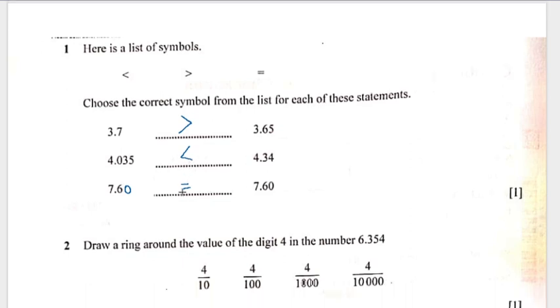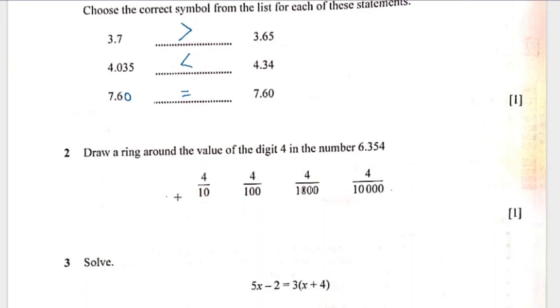Okay students, now number 2, draw a ring around the value of the digit 4 in the number 6.354. You know that this 4 here is at the thousandth place, right? So therefore the denominator here must be 1000, right? Because this one is at the thousandth place, isn't it? So you should circle 4 over 1000. This is a straightforward question.